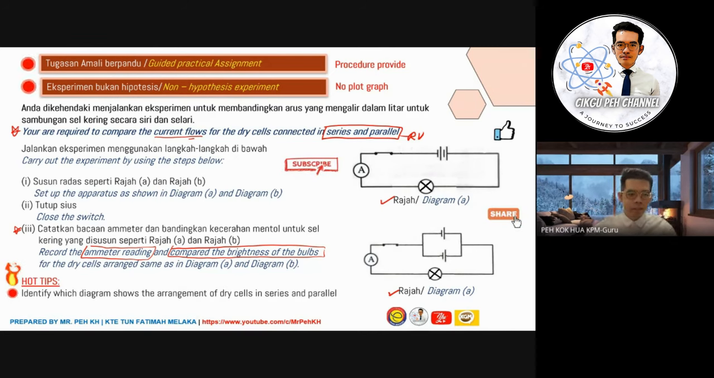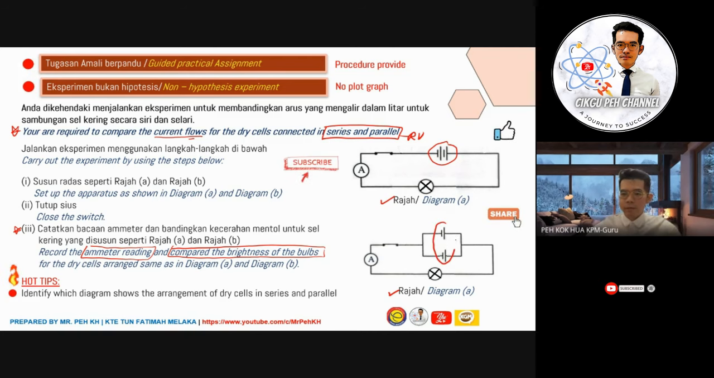Okay, so first, as mentioned just now, the question does not give you which circuit in the diagram, A and B here, is referring to series and parallel. So you need to identify yourself. You can see from here, the dry cells are connected end to end, so there is only one path in the circuit. So this refers to series.